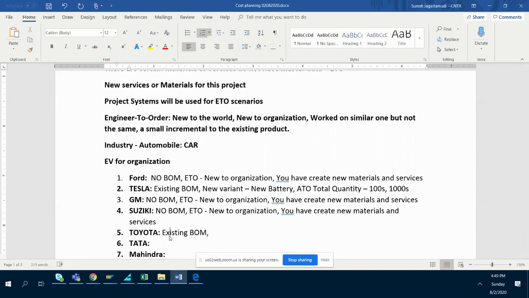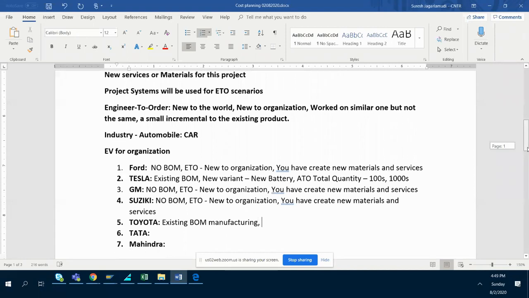Then it's new to Toyota in that case, because the copyright is with Tesla. That means these guys have knowledge about manufacturing, isn't it? They have an existing BOM manufacturing process. But they don't own the BOM. They cannot reuse it exactly. In that case, what do they have to do?